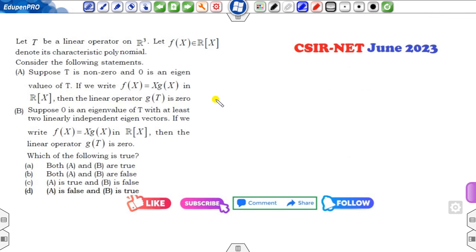Let T be a linear transformation on R cube, and f(x) its characteristic polynomial. Suppose T is non-zero and 0 is an eigenvalue. If I write f(x) as x times g(x), then is g(T) also 0? What is that? f(T) is T times g(T).